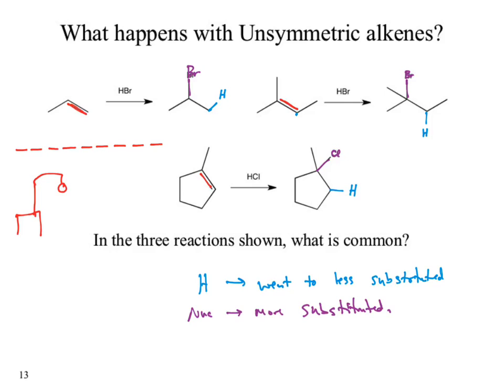Resonance. In all of those cases, what happens with our most stable resonance structure? We're putting the negative charge on the least substituted position because it's more stable there. We're putting the positive charge on the more substituted position, which makes it more stable. So our explanation is resonance.